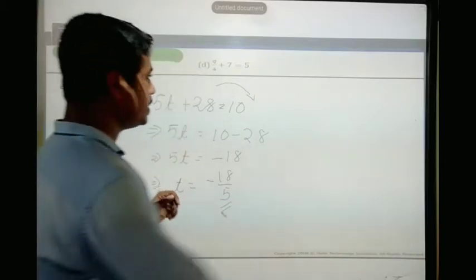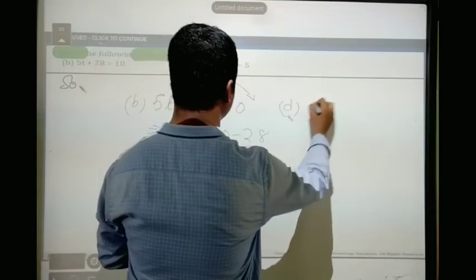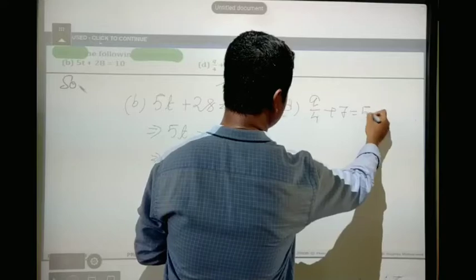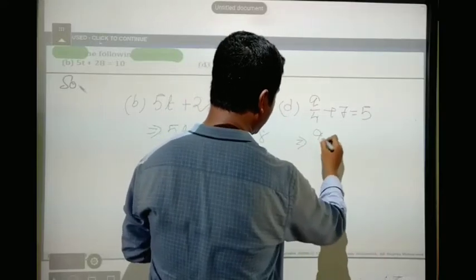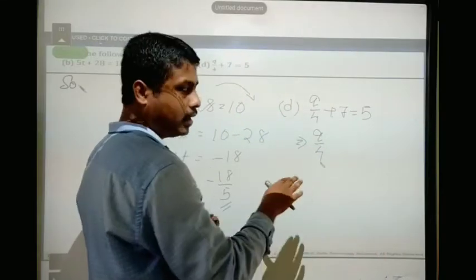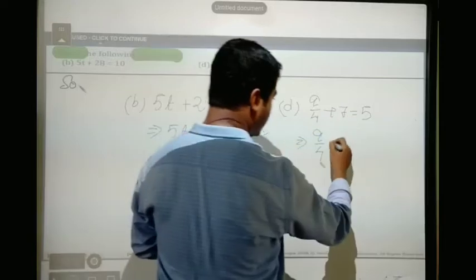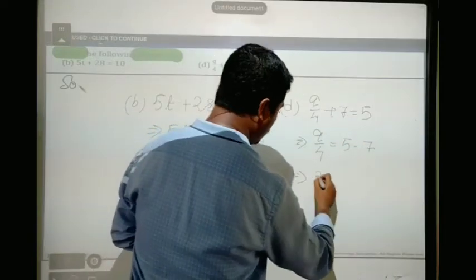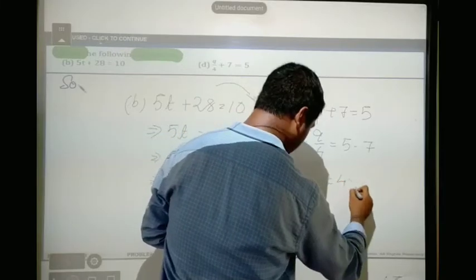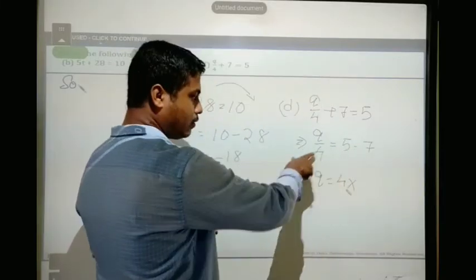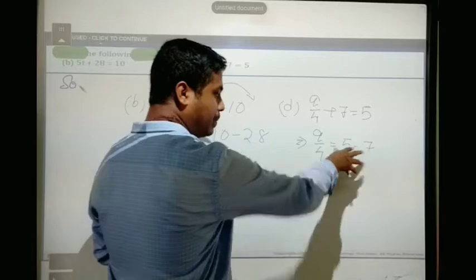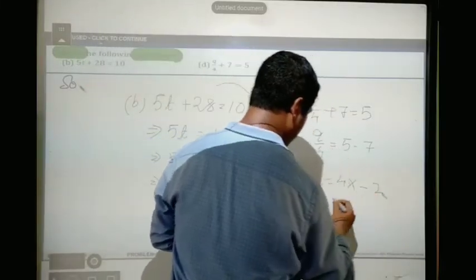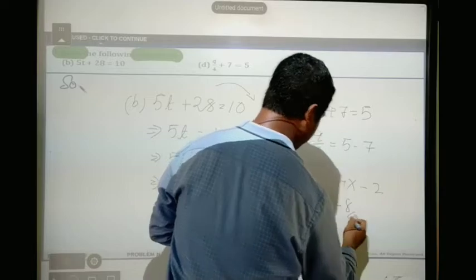Let us see question number D. Q by 4 plus 7 is equal to 5. So Q by 4, I will be keeping the variable on this side. Put the constant on the right hand side, 5 minus 7. So Q will be equal to 4 into, I have cross multiplied, 4 will be cross multiplied. 5 minus 7 will be minus 2. So it will be 4 into minus 2. So this will be equal to minus 8.